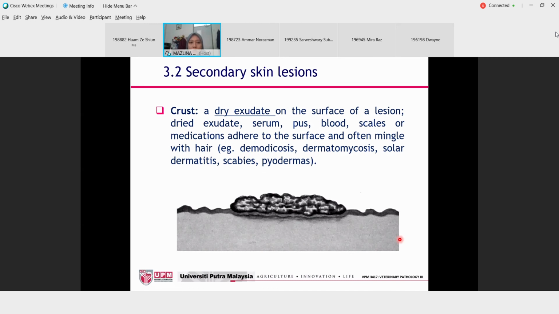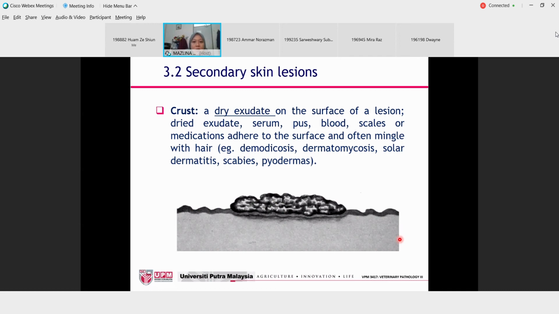Okay, then we have crust. This is a very clear one, like scabs. If you have maybe a wound, you have the scabs there. So a dry exudate on the surface of the lesion. This dry exudate can consist of either serum, maybe pus, blood, scales, or medication that adhere to the surface and often mingle with hair. Okay, cases that you would see crusting include demodicosis, dermatomycosis, solar dermatitis, scabies, and pyodermas.